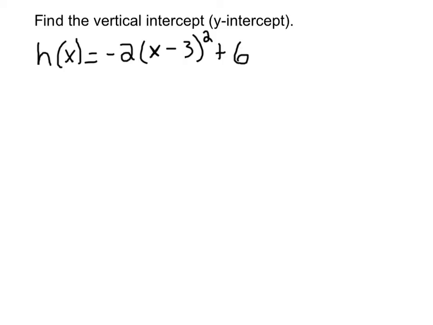Okay, on this particular one we're looking at finding the vertical intercept. And the vertical intercept and the y-intercept are the same thing, they're just called by two different names. Now, one thing that we need to be aware of with the vertical intercept is what are my x and my y values. Remember that this particular function here, this h of x, is the same thing as y.